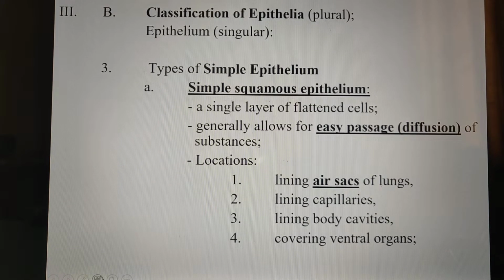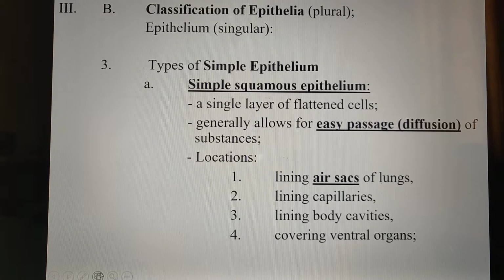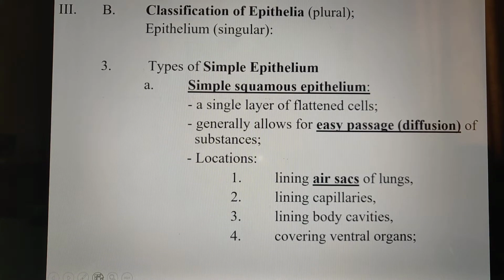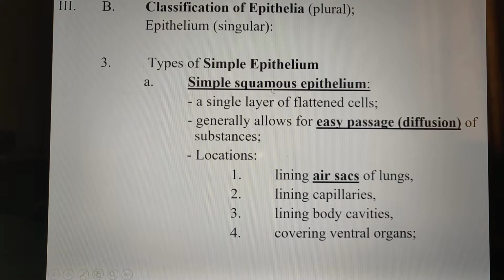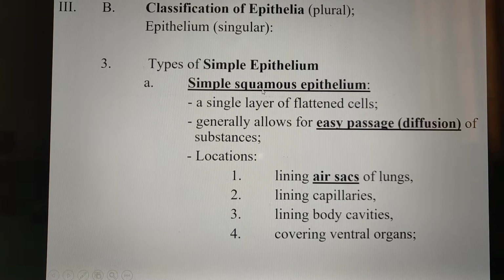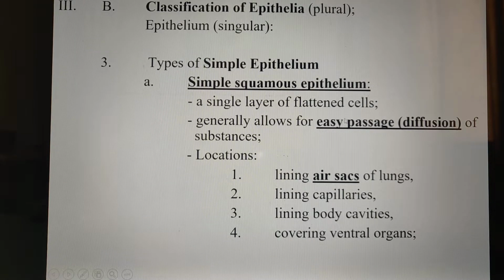The first one is the simple epithelium. Simple epithelium, the first type is the simple squamous epithelium. Simple means there is a single layer. Squamous means flattened cells, where the breadth is more than the length. A single layer of flattened cells generally allows easy passage or diffusion of substances.